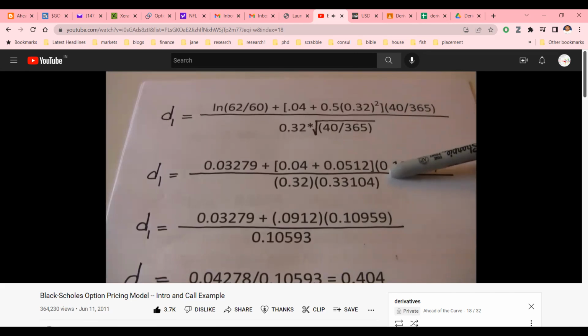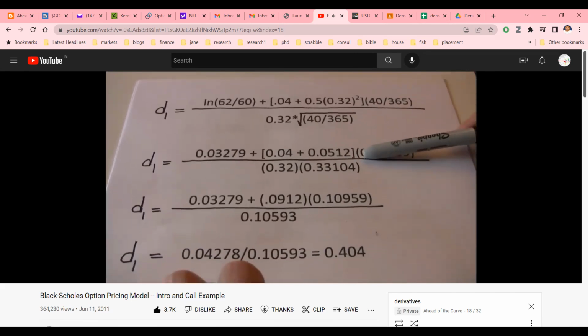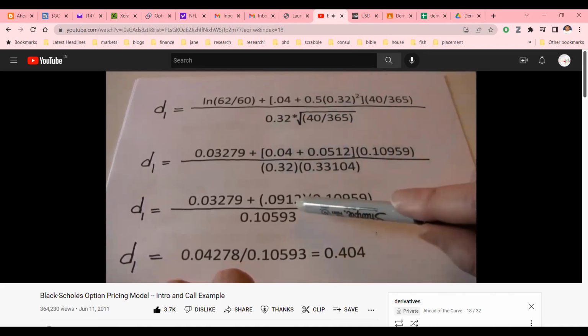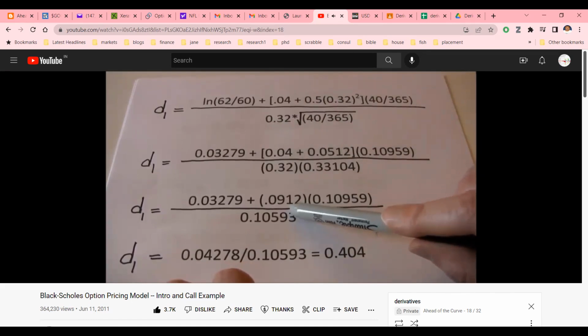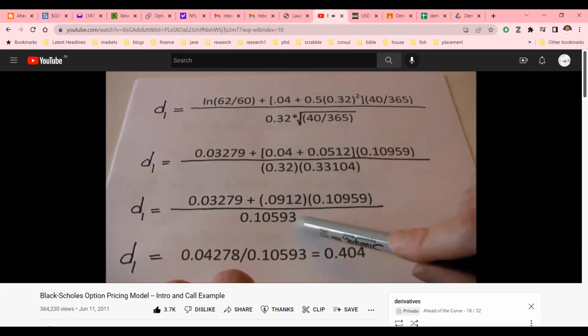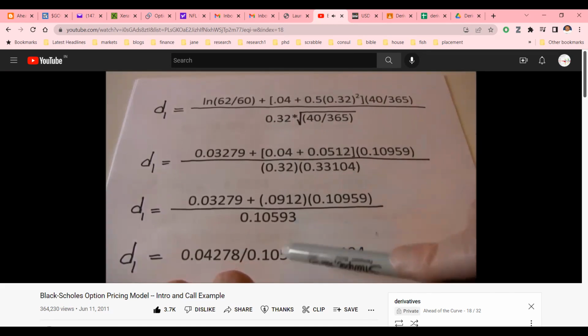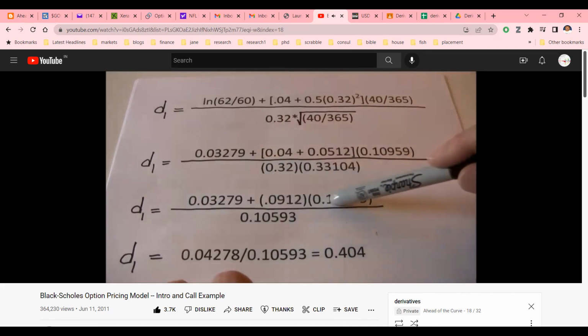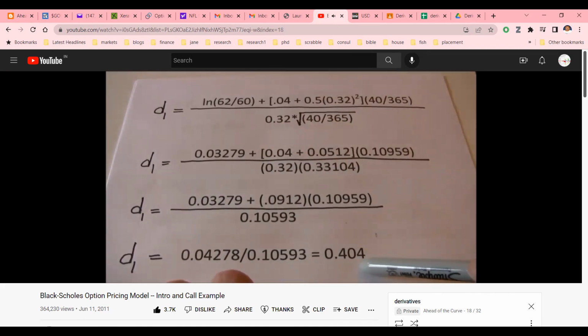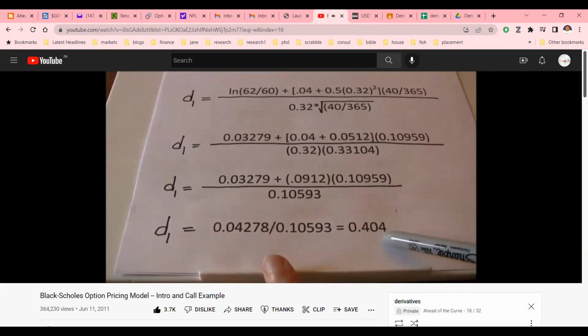So all we're doing is we move down this step, it's a little bit of the calculations. Again, more calculations. Taking 0.04 plus 0.0512 gives us 0.0912 times the 0.10959, and our 0.32 times 0.33104 gives us 0.10593. Last step, add all this up, we get 0.04279, divide by the 0.10593, and that gives us 0.404. So our D1 is 0.404.